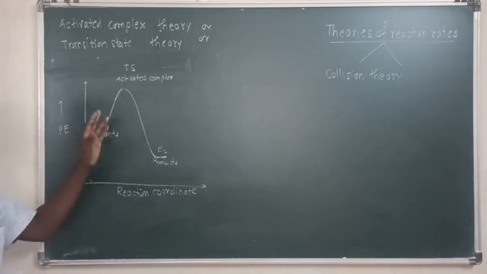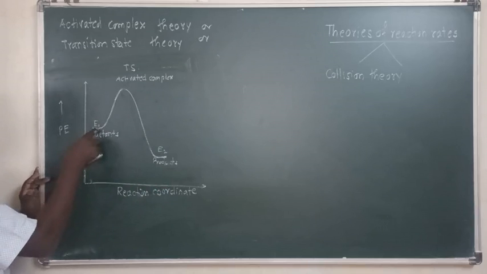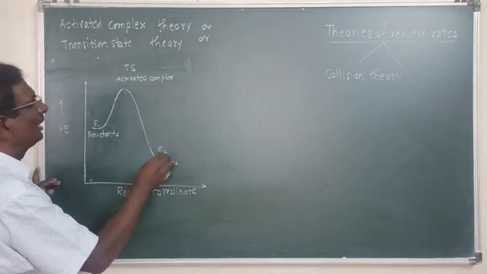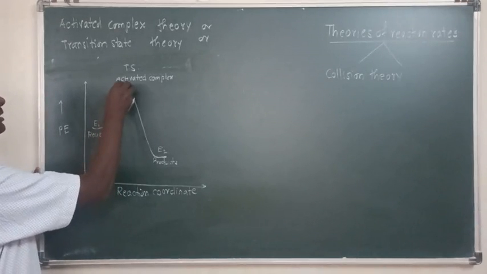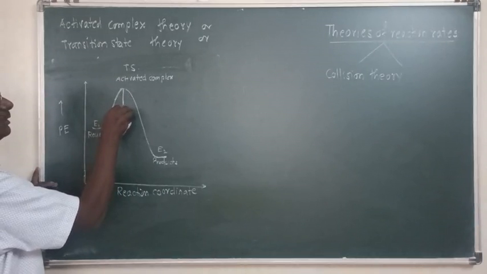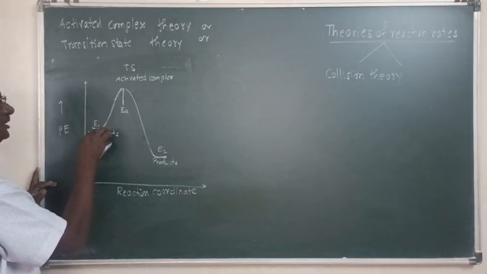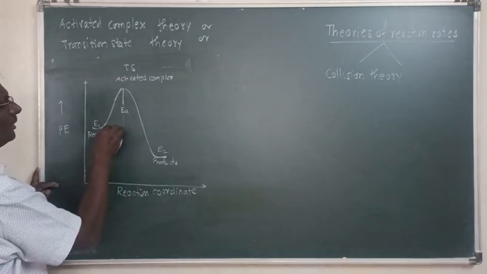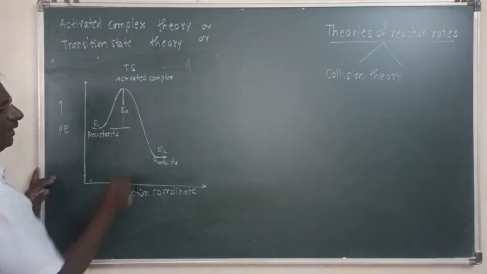Means in this diagram, E1 is the potential energy of the reactant molecules and E2 is the potential energy of the products. And here the difference between the potential energy of the reactants and the activated complex is called the energy of activation.